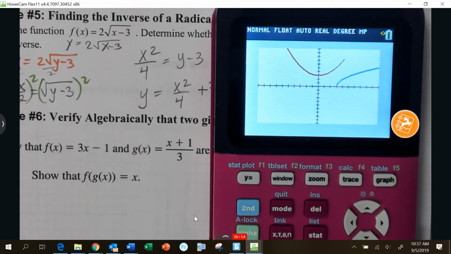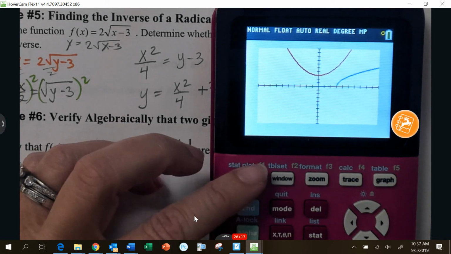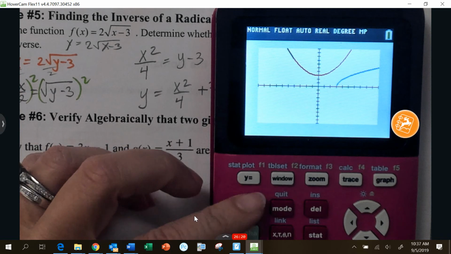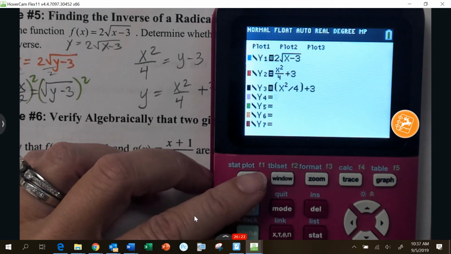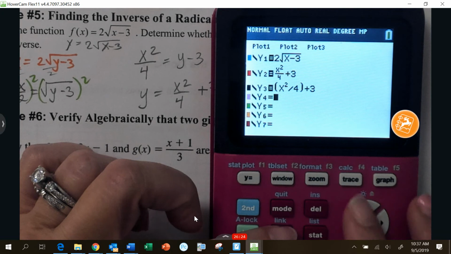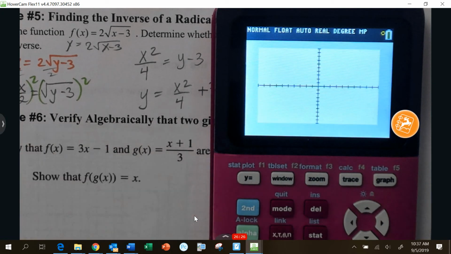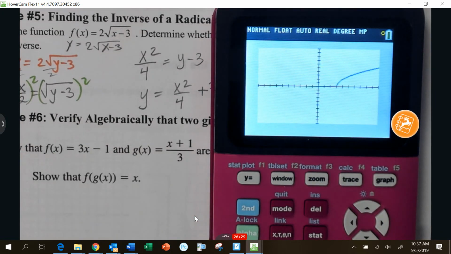Oh, we should also type in y equals x. Sorry. Go make another equation, y equals x. Type in y equals x also, so we can see that reflection line, because the calculators are rectangular. We can change the window to make them not look rectangular, but they're rectangular.